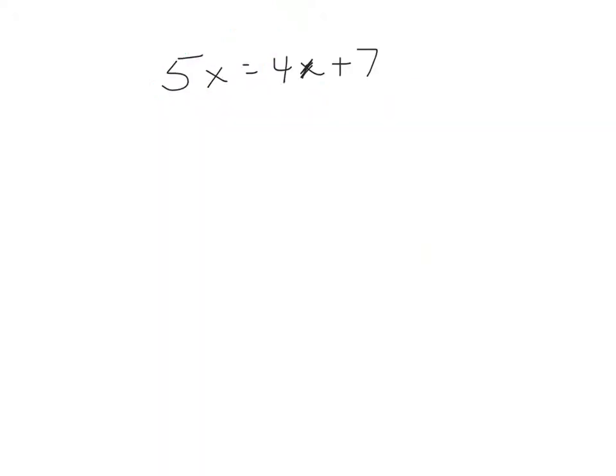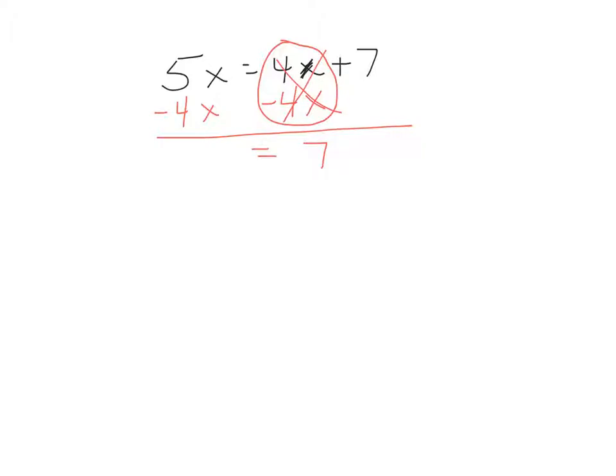Sometimes when solving equations, you might have x's on both sides of the equal sign. Remember, the idea is to get an x all by itself on one side of the equal sign. In order to solve this, one way to do it is to subtract 4x from both sides. If I subtract 4x from the right-hand side, I'm just going to be left with 7, because 4x minus 4x just cancels itself out. So on that right-hand side, I'm just left with 7.